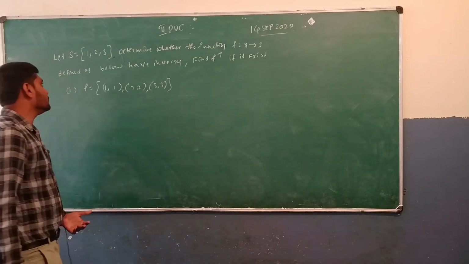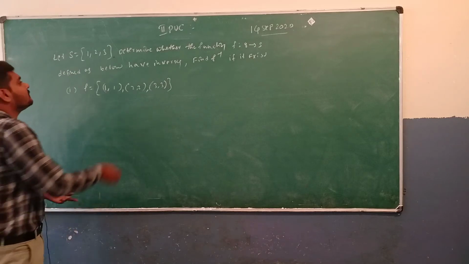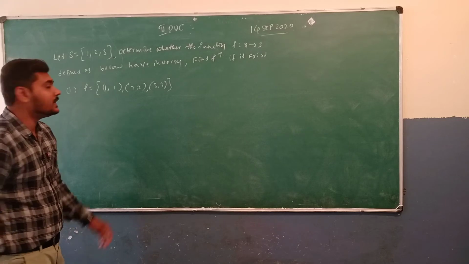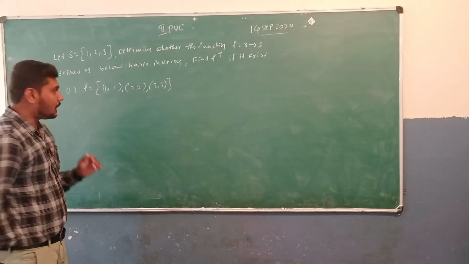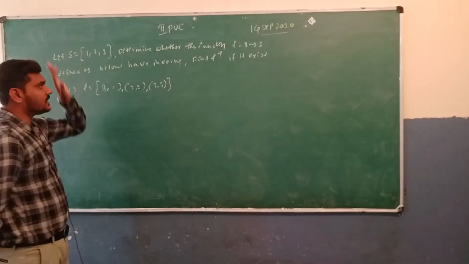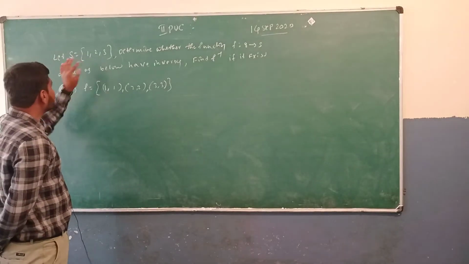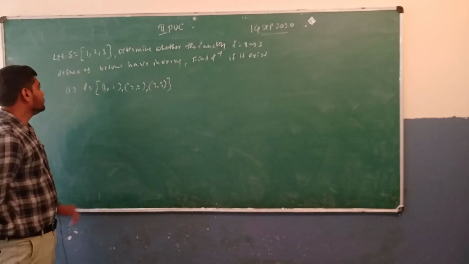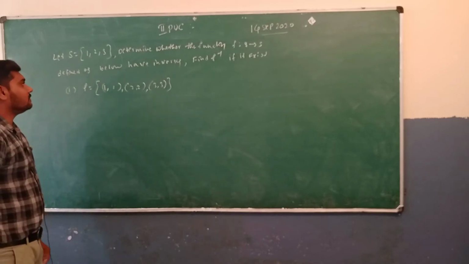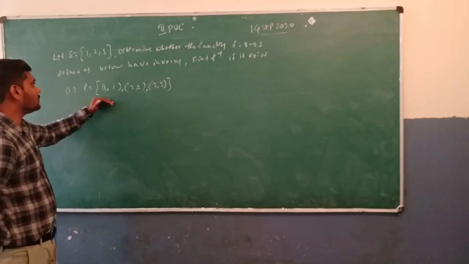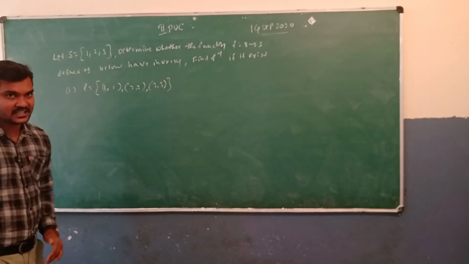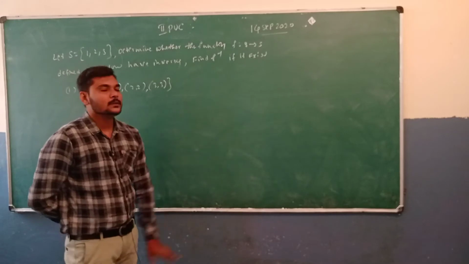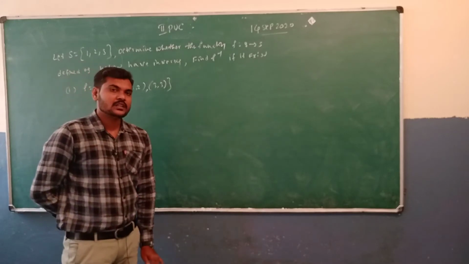So let S equal 1, 2, 3. Determine whether the function from S to S, the domain is going to be from S and the codomain is also from S. So defined below have inverses, then find f inverse if it exists.